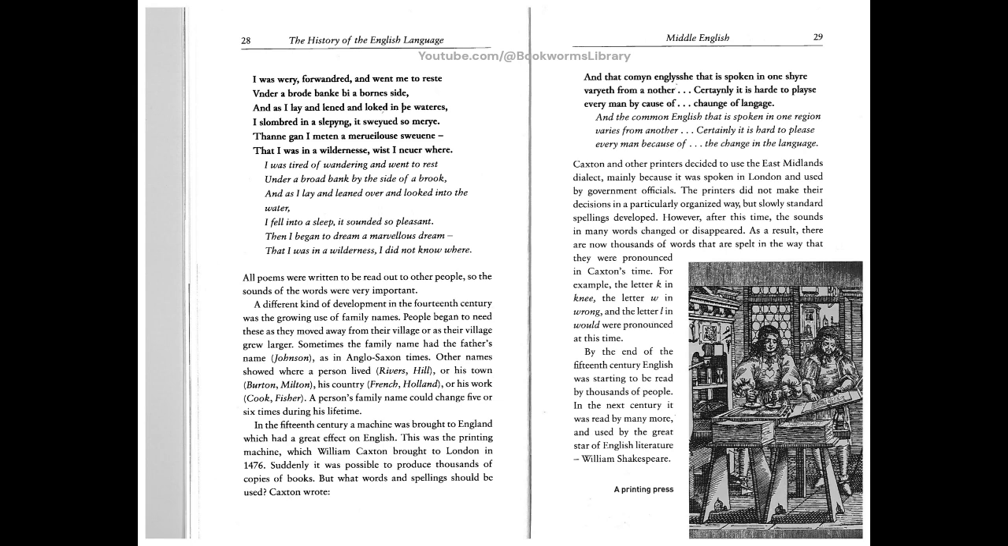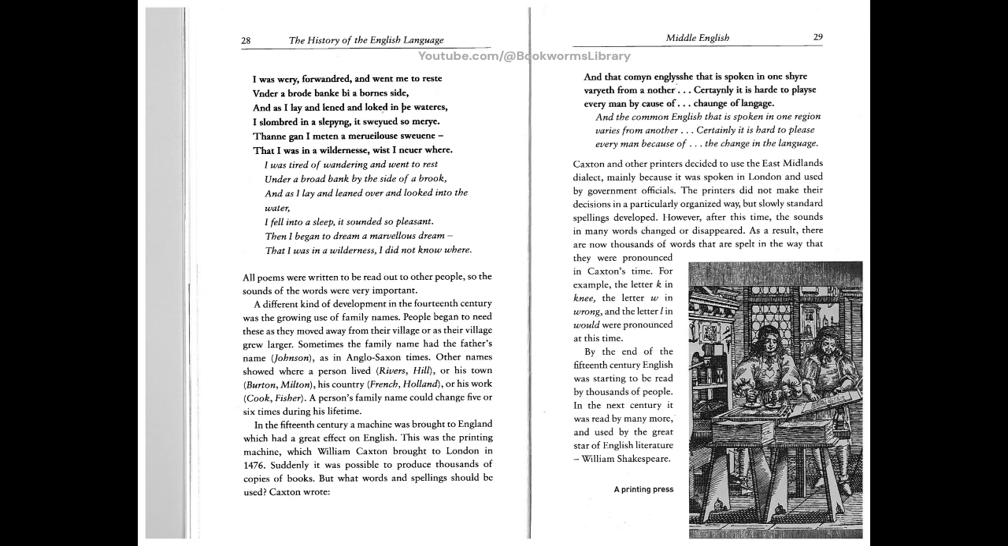In the 15th century, a machine was brought to England which had a great effect on English. This was the printing machine, which William Caxton brought to London in 1476. Suddenly, it was possible to produce thousands of copies of books. But what words and spellings should be used?